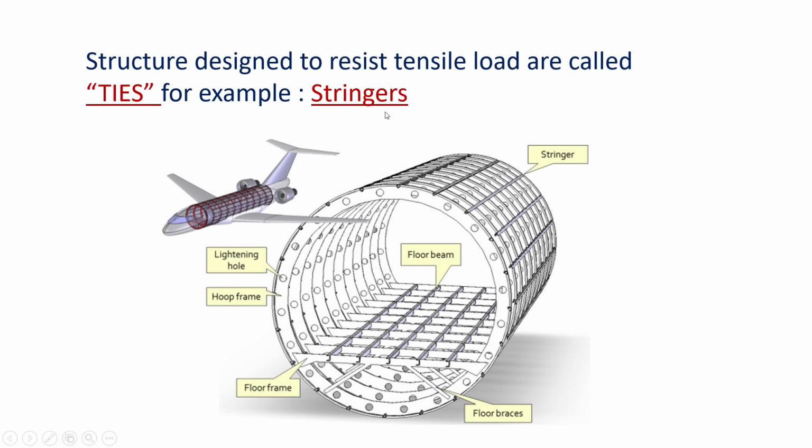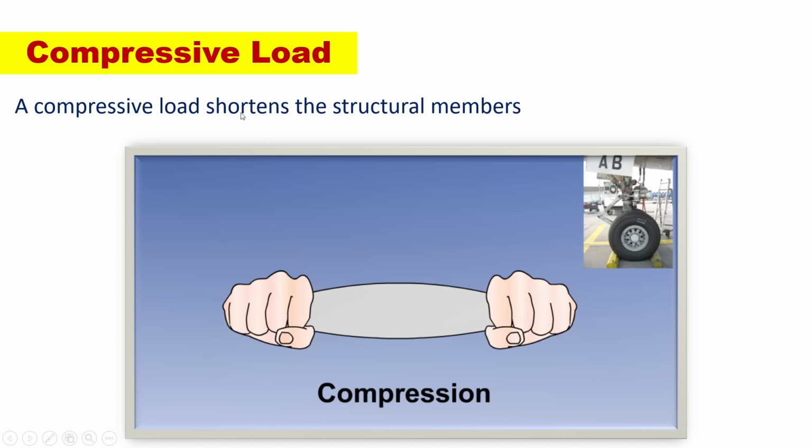If someone asks you what stringers are, you can tell them they are lengthwise running members. You can see they are running lengthwise, right? This will be the length of an aircraft. This is how you will measure length. So stringers are lengthwise running members, and they are there to resist the tensile load. Agreed? All right.